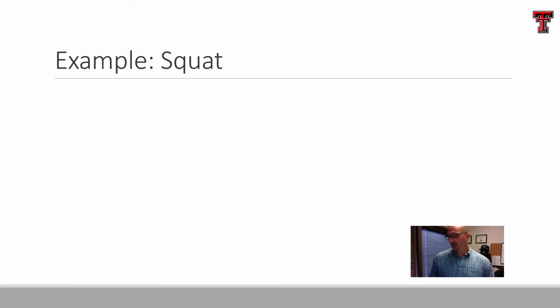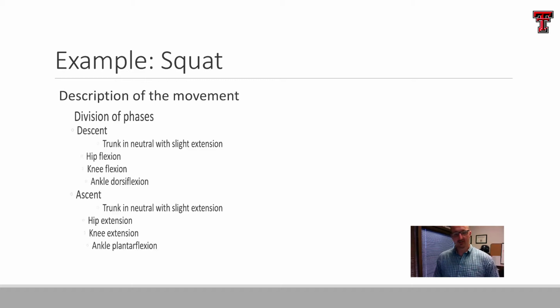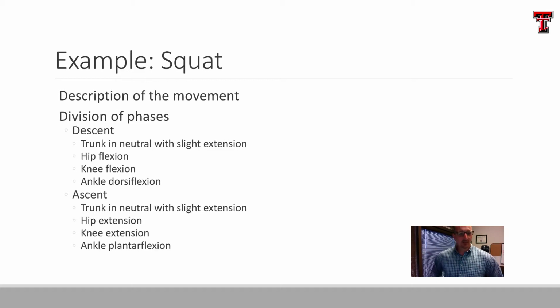So if we look at something like a squat, we'd first of all describe that movement. So we've got a descent phase. It's going to be eccentric. We're controlling motion, not just collapsing to the ground. That trunk is going to be in neutral. We are going to push the hips back like we're trying to open a door with our rear end. So the hips are going to flex. Then next, the knees are going to flex. We don't want to lead that with knee flexion.